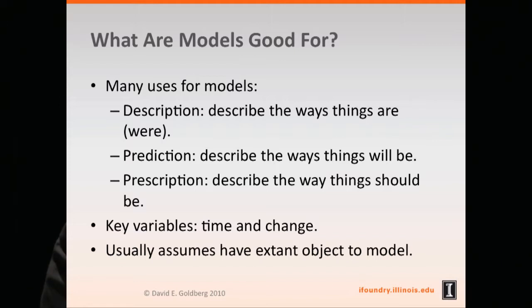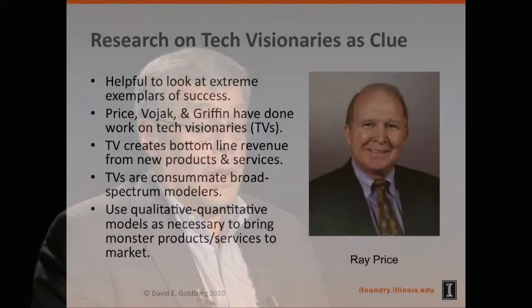The point here is that there's a trade-off, and that what we're trying to do is adjust models so that we use them appropriately. Now, what are models used for? They're used for many different things. They can be used to describe the way things are or were. They can predict the way things will be, or they can prescribe or describe the way things should be. And key variables here can be time and the way in which things would change from the current situation. Usually we're assuming that there's something out there that we need to model.